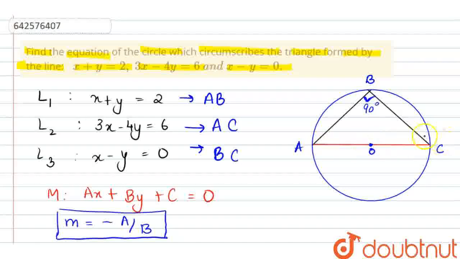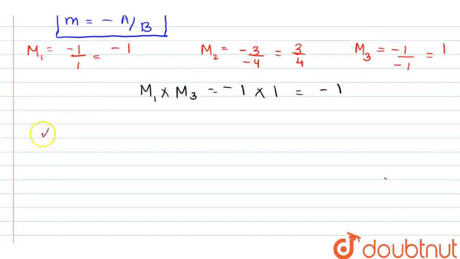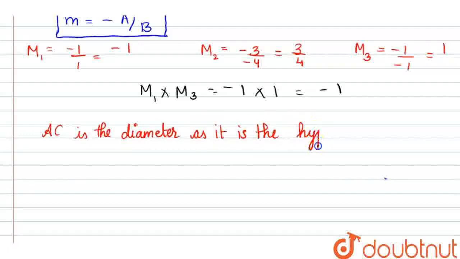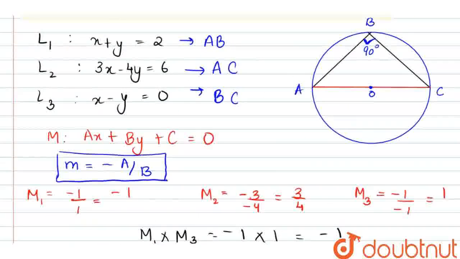So here we get to know that AC is the diameter of the circle. So we'll write here that AC is the diameter of the circle as it is the hypotenuse of the right angled triangle ABC inscribed in the circle. So center point O is the center.